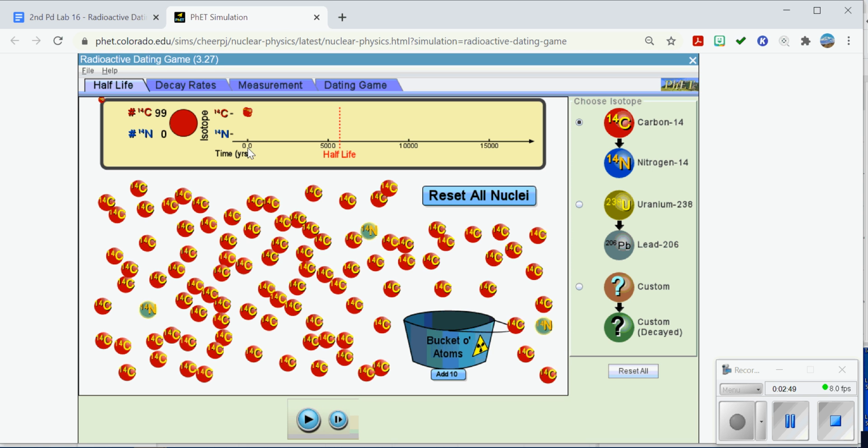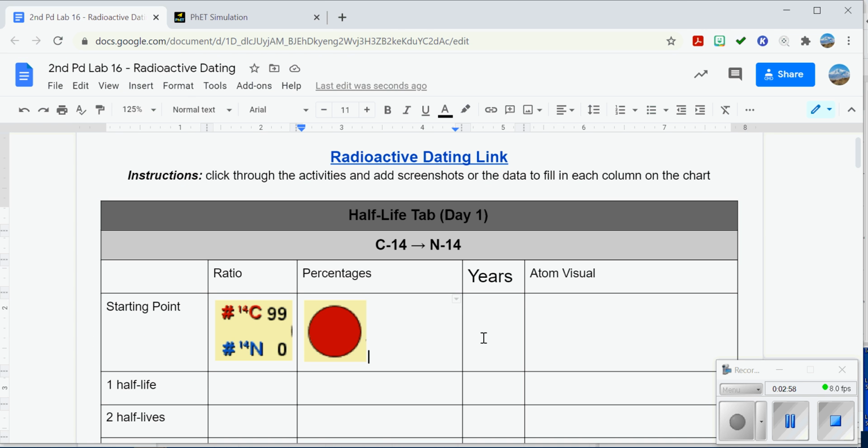What is a half-life? Okay? So if I go step, step, step, and I just keep stepping, you can start to see, it's easier if you do the step instead of play, because this goes way too fast. If I just keep clicking this step, I'm trying to get to the point where half of the radioactive stuff is gone.